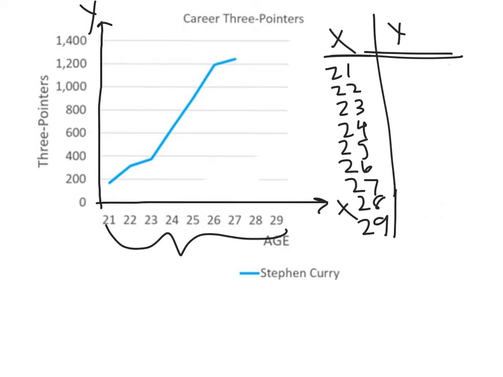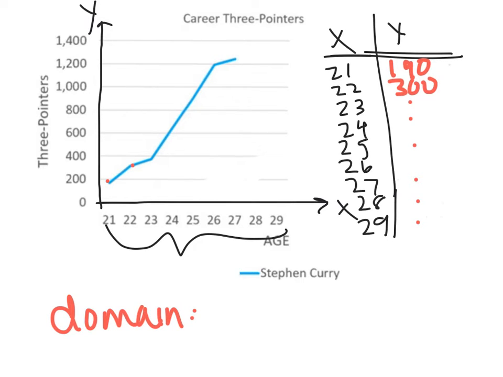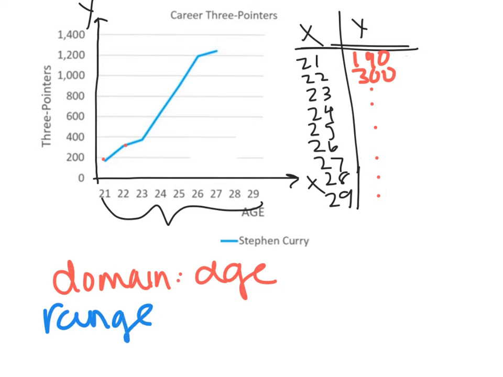So we could say that at 21 he made just under 200, so maybe like 190. And at 22 he made, looks like in between 200 and 400, so let's just say 300, and so on and so forth. So if we were going to label our domain and our range, our domain would basically be Steph's age, and the range would be 3-pointers.